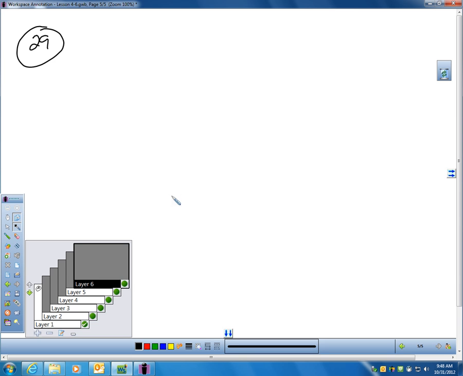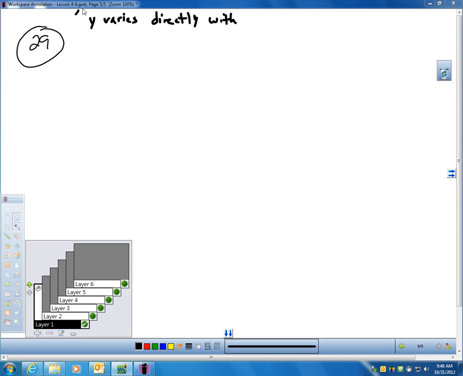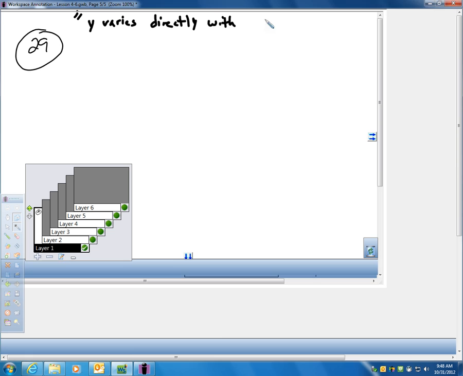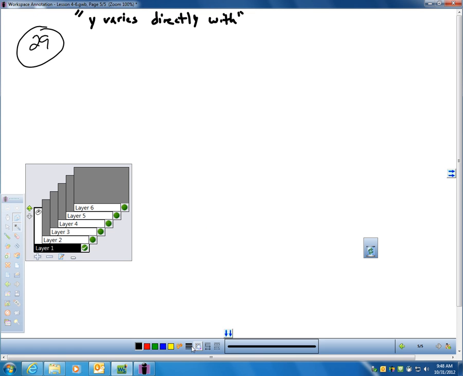Given, it says in the directions, given that y varies directly with x. Okay, now those first words are important. I'm actually going to write that out. Okay, when you see that y varies directly with x, as soon as you see that phrase, it automatically means that your equation must look like this. Okay? So I know right now that in number 29 my equation must look this way.